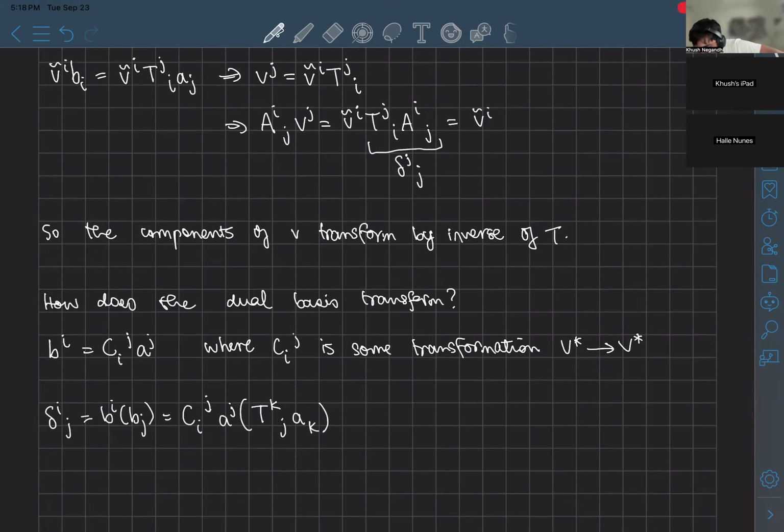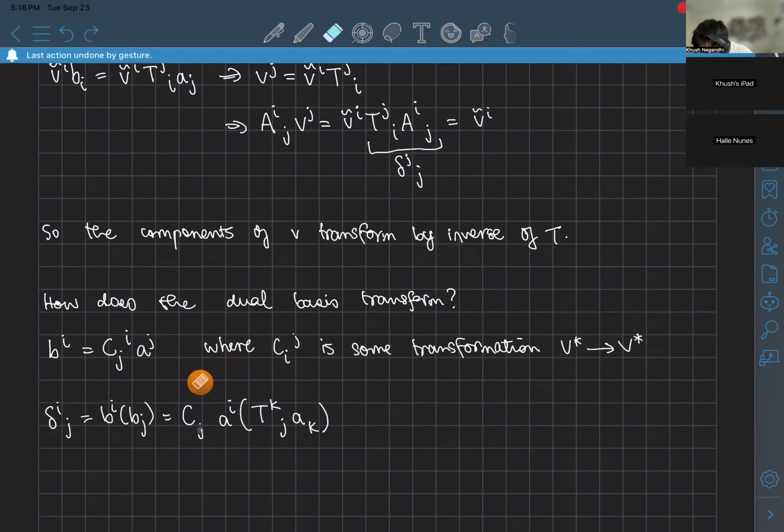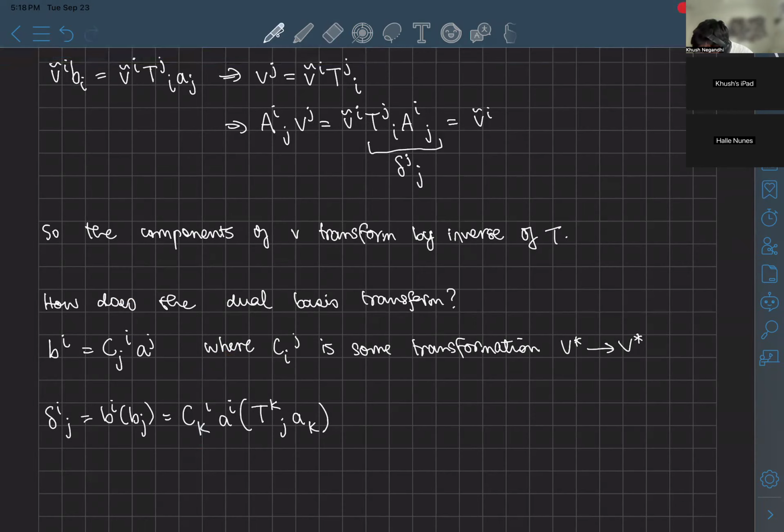Oh wait, I have an upper and lower index. This should be an I. Also, I messed that up here. This should be a J, this should be an I. Actually, I have to use another index, so this has to be a K. This is an I, this is a K. And then b_j, so I need a J there, so this is L. These are L's. Sorry about that.